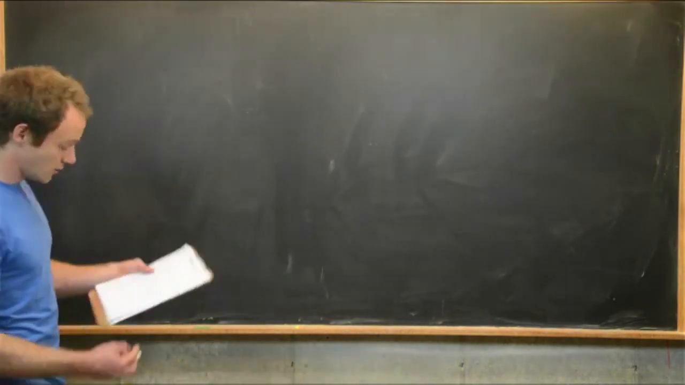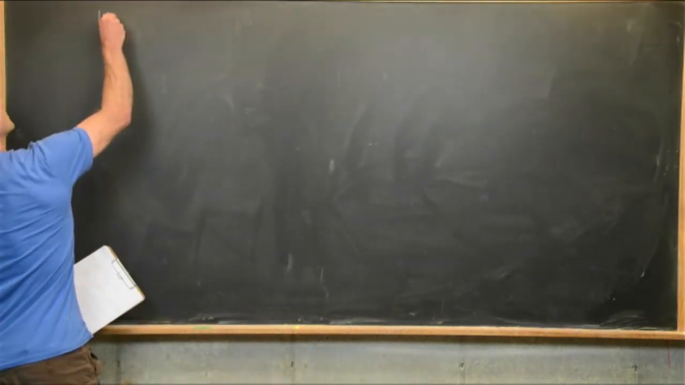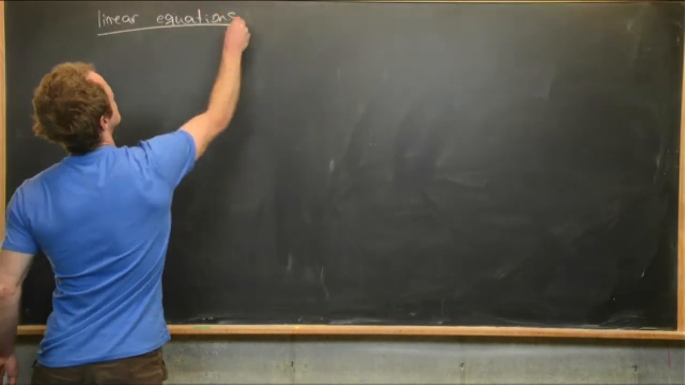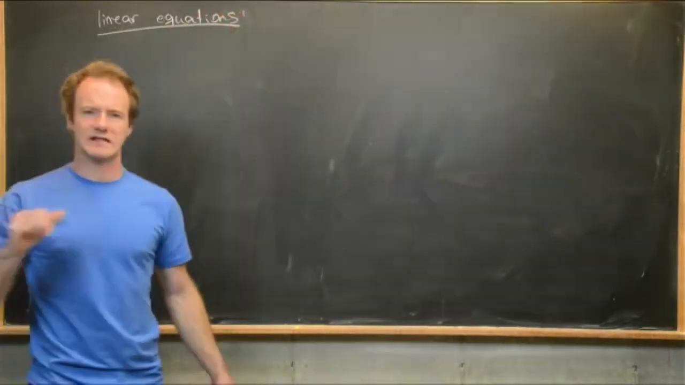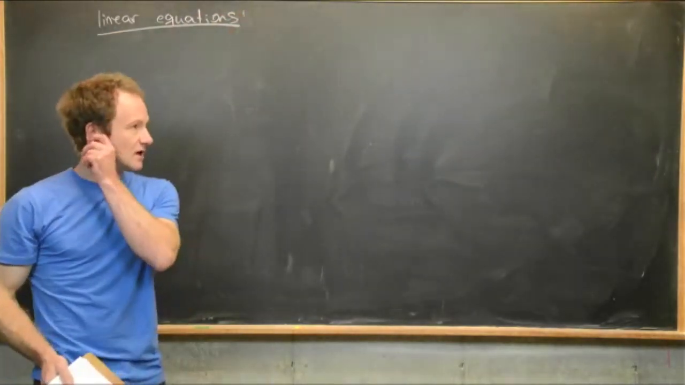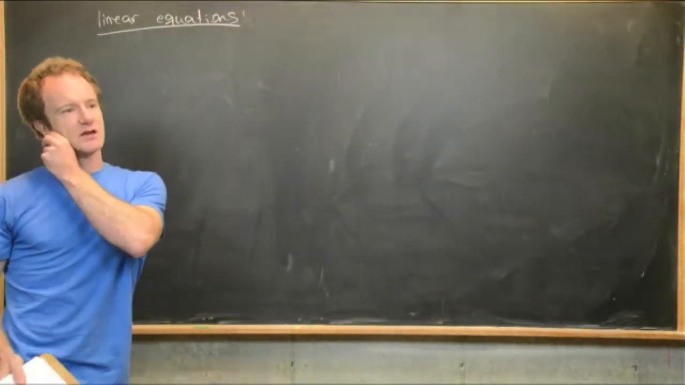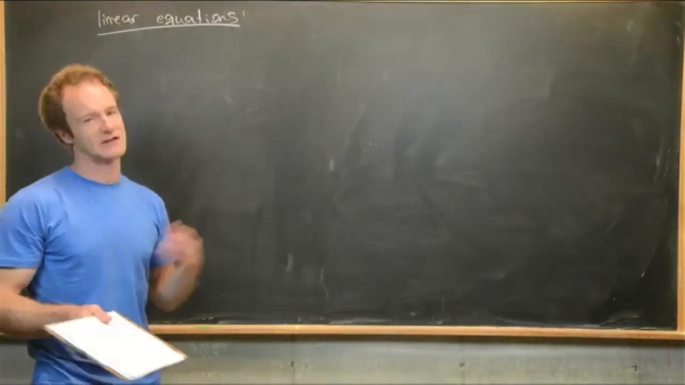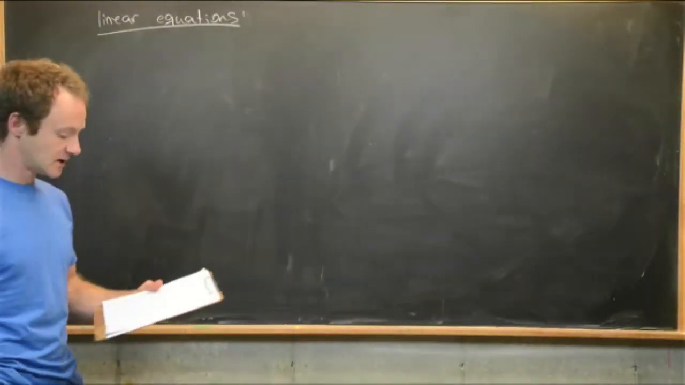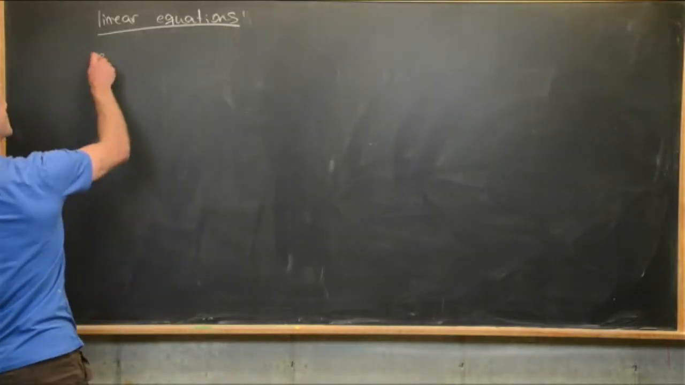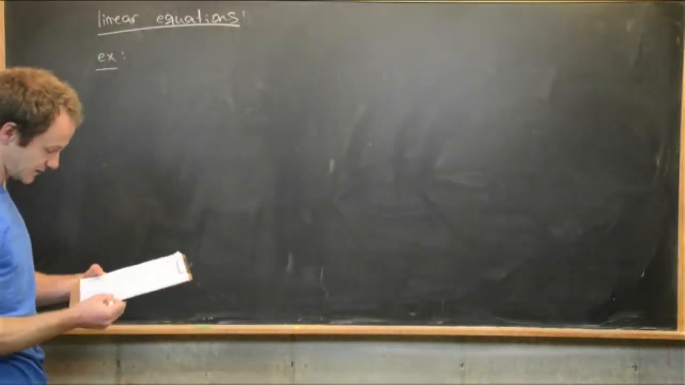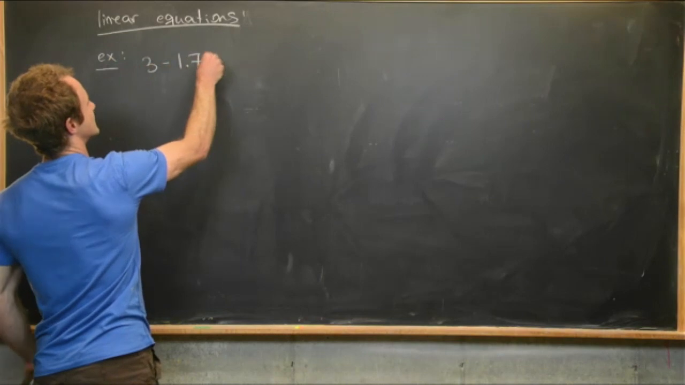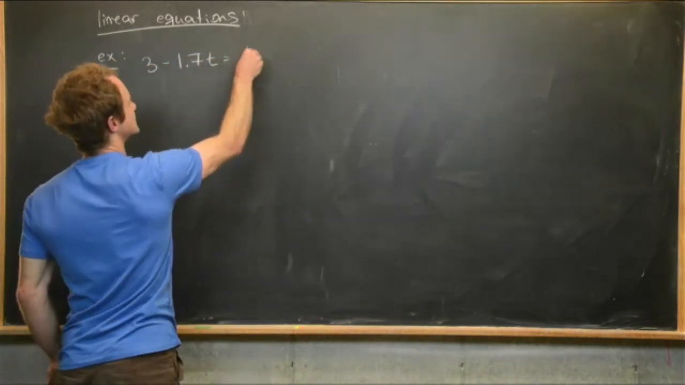Okay, so let's go ahead and look at some more examples of linear equations. Last time we had these allowable actions that produced an equivalent equation given a starting point. And you could perform those allowable actions until you have the variable by itself. Essentially, that's what's going on. So let's just jump right into examples. Let's start with this one: 3 minus 1.7t equals t over 4.